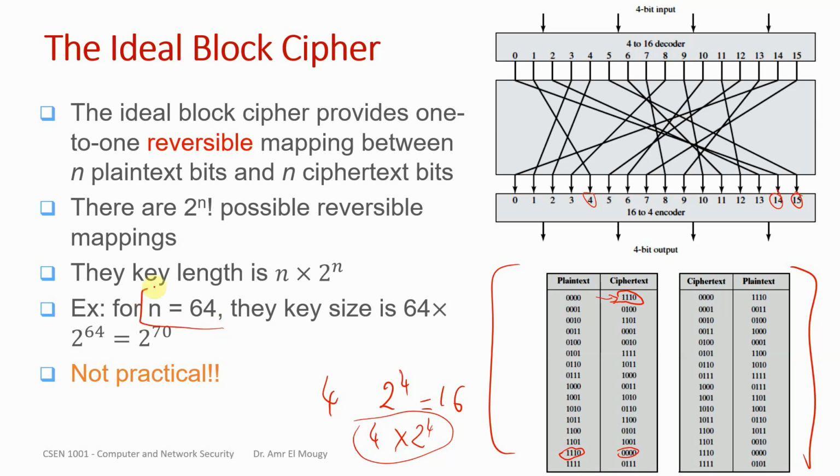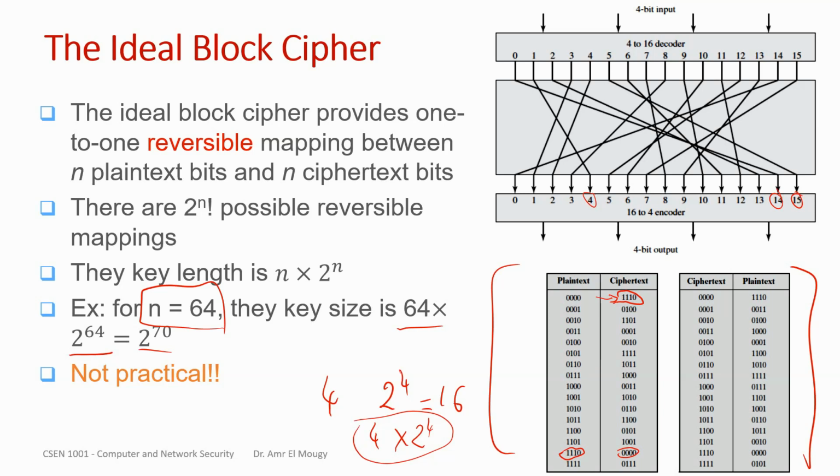So if the block size is 64, what should be the key size? If you're using the structure, what should be the mapping? The key size should actually be 64 multiplied by 2 power 64, which is 2 power 70. This is only the size of the key. So this is a very, very large key. You cannot actually have a key that is exchanged between sender and the receiver with size 2 power 70. It's a huge size.